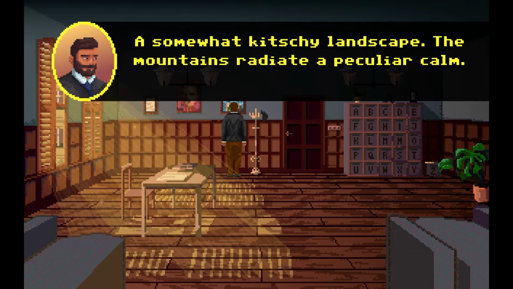Got it. Hold on. A somewhat kitschy landscape. I can't say that word.